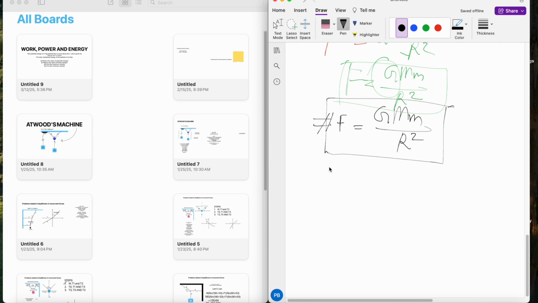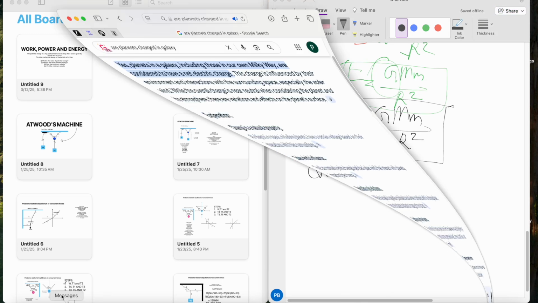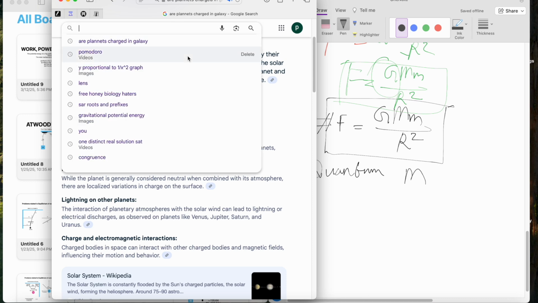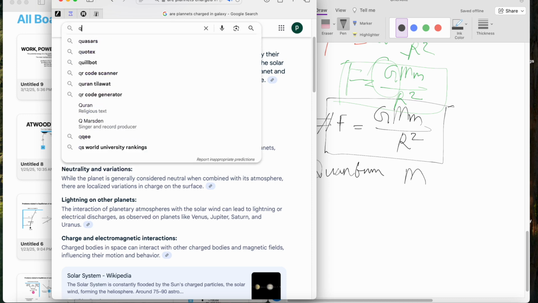Okay. Quantum mechanics is very interesting. Quantum mechanics. Let's hear it from the internet, what is quantum mechanics. Let's see.